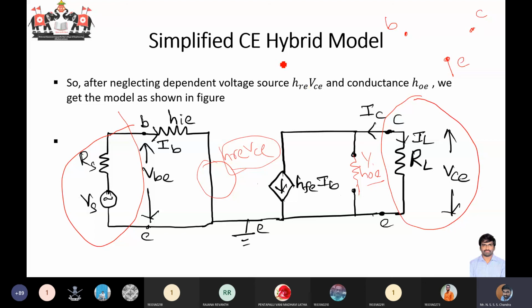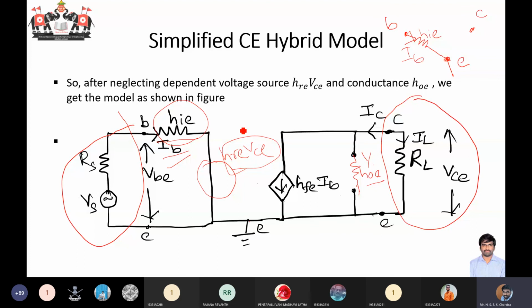Okay. Now tell me what are the elements between your base and emitter. Please say it aloud. What is the element that you are seeing between base and emitter? Resistor. So what's this resistance value? hie, right? So I'll be writing a hie over here. What's the current through this hie? IB. Okay, IB I'm writing.